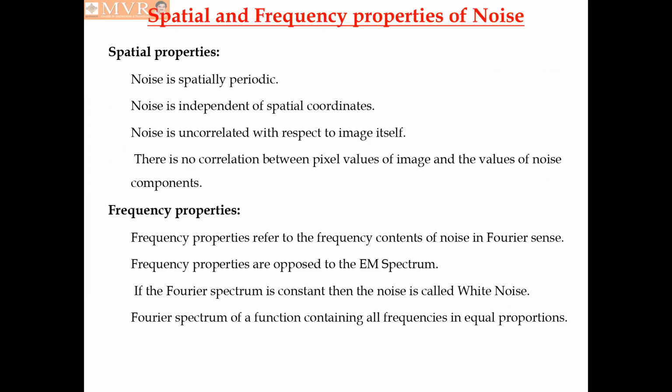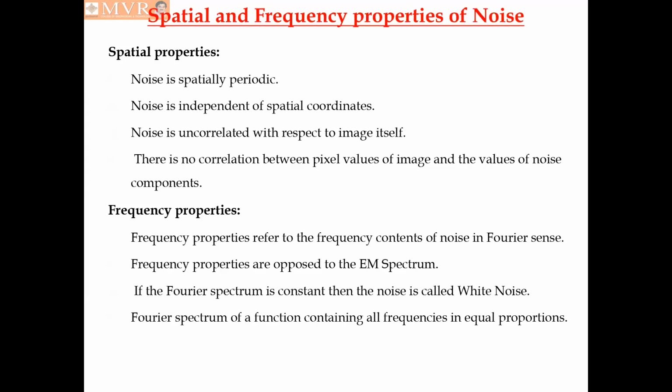Spatial and frequency properties of noise. So what are the properties of the noise we have? We have two different types of properties for the noises. One is called spatial property, second one is frequency property. In spatial properties, noise is said to be spatially periodic, and the noise is independent of spatial coordinates x comma y, and the noise is uncorrelated with respect to the image itself, and there is no correlation between the pixel values of an image and the values of the noise components in case of spatial domain.